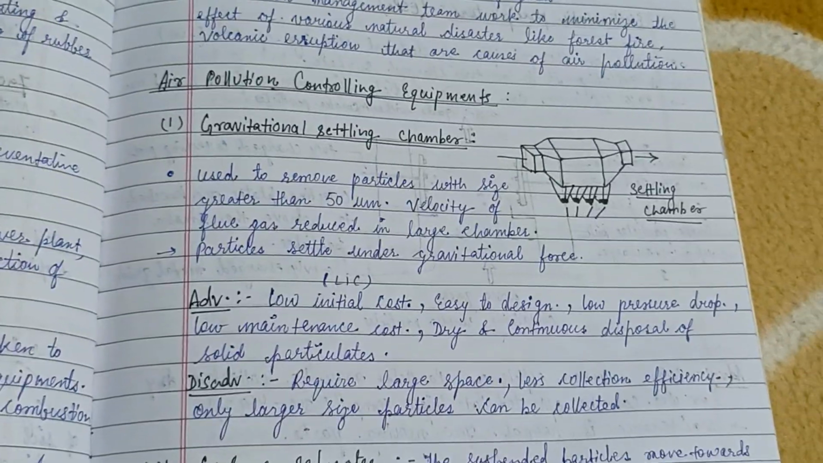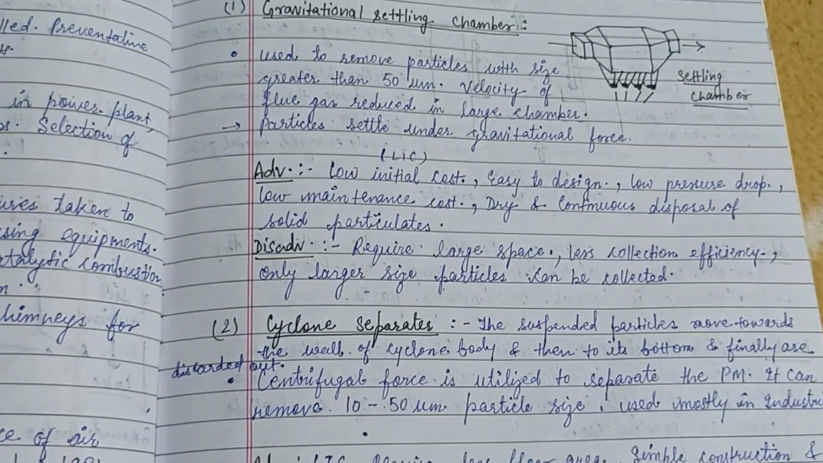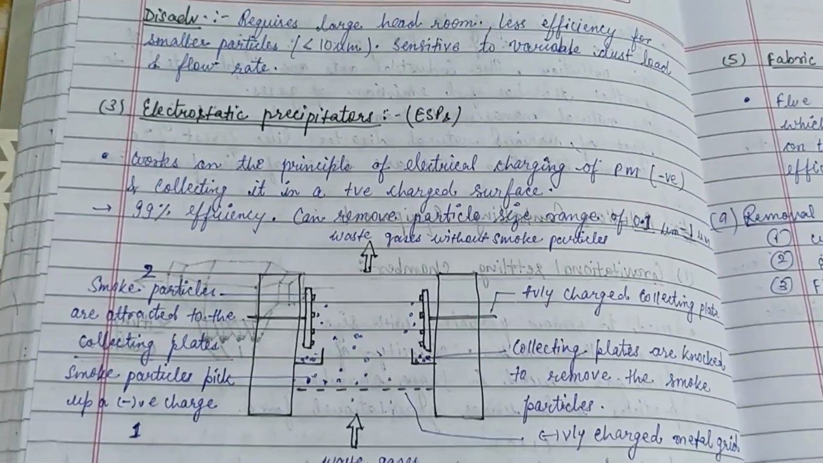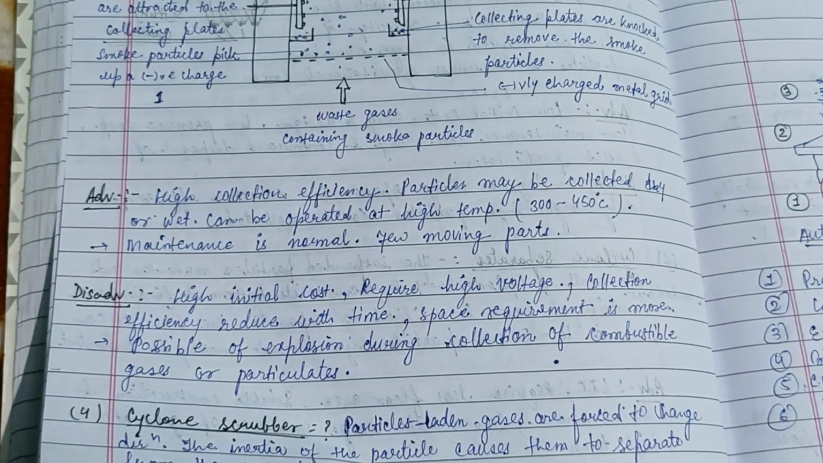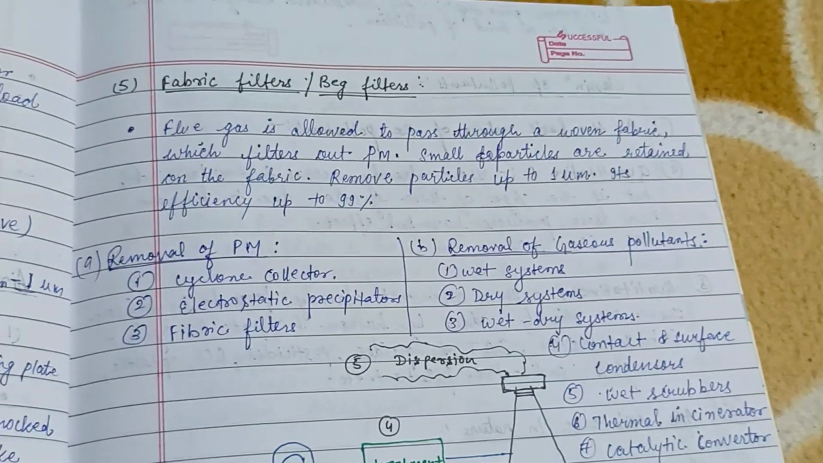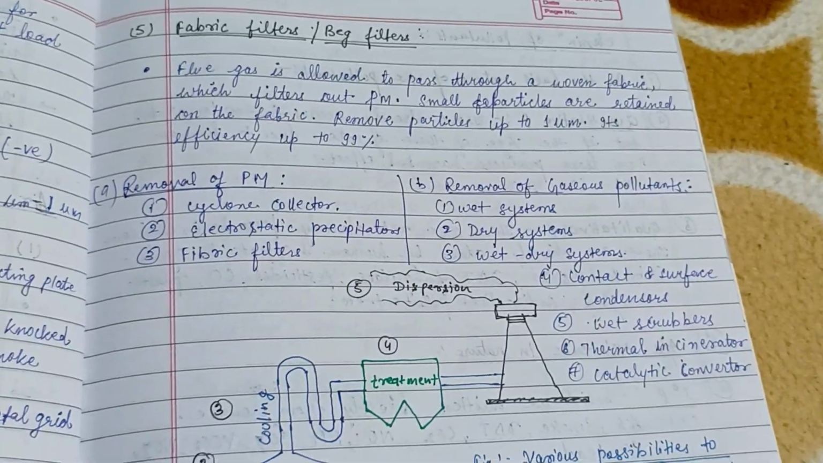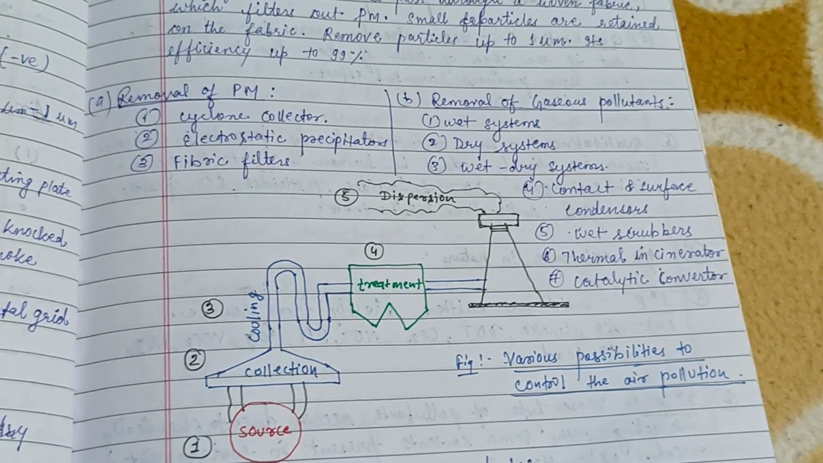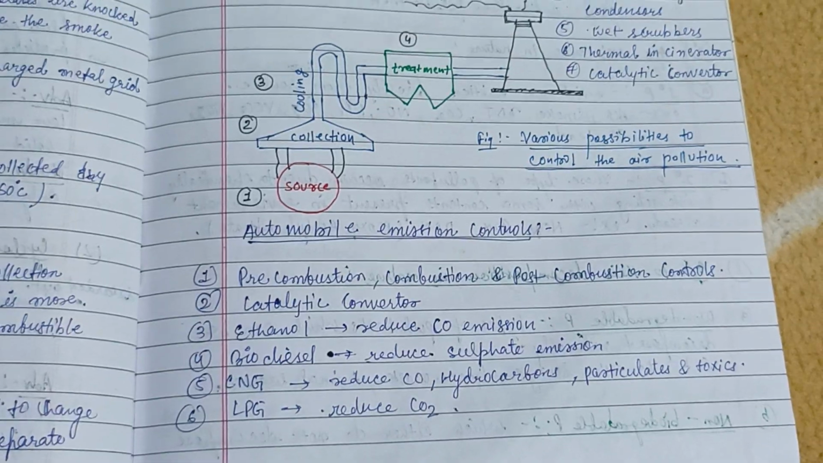Preventive measures include air pollution control equipment like the gravitational settling chamber, cyclone separator, electrostatic precipitator, and cyclone scrubber. Fabric filters or bag filters also help to reduce air pollution. For removal of particulate matter: cyclone collector, electrostatic precipitator, fabric filter, etc.